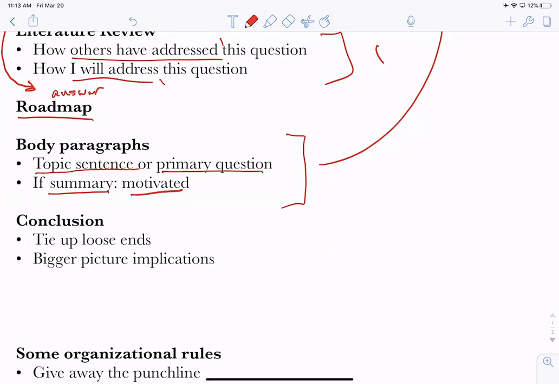And so if you find yourself writing summary, make sure that it's obvious why you're giving this information and what the overall moral of the story is. Otherwise, it just gets lost. It just looks like a bullet point list.